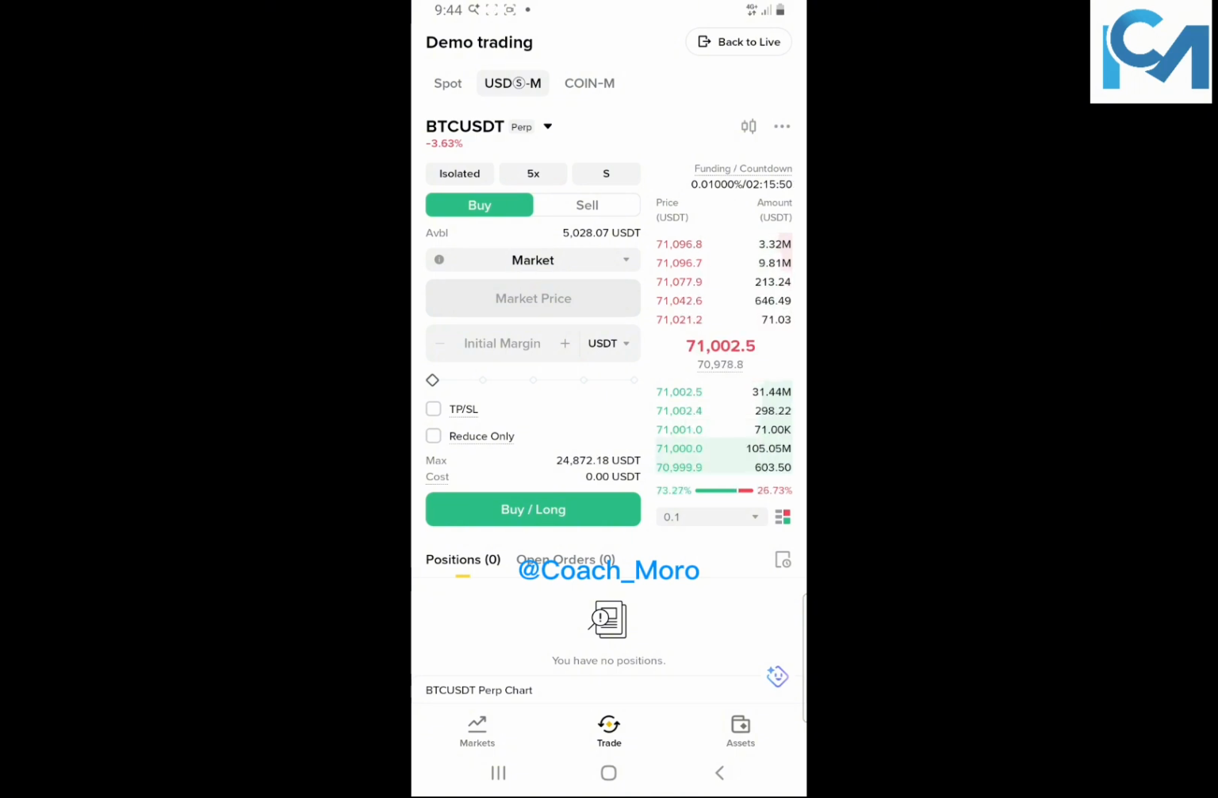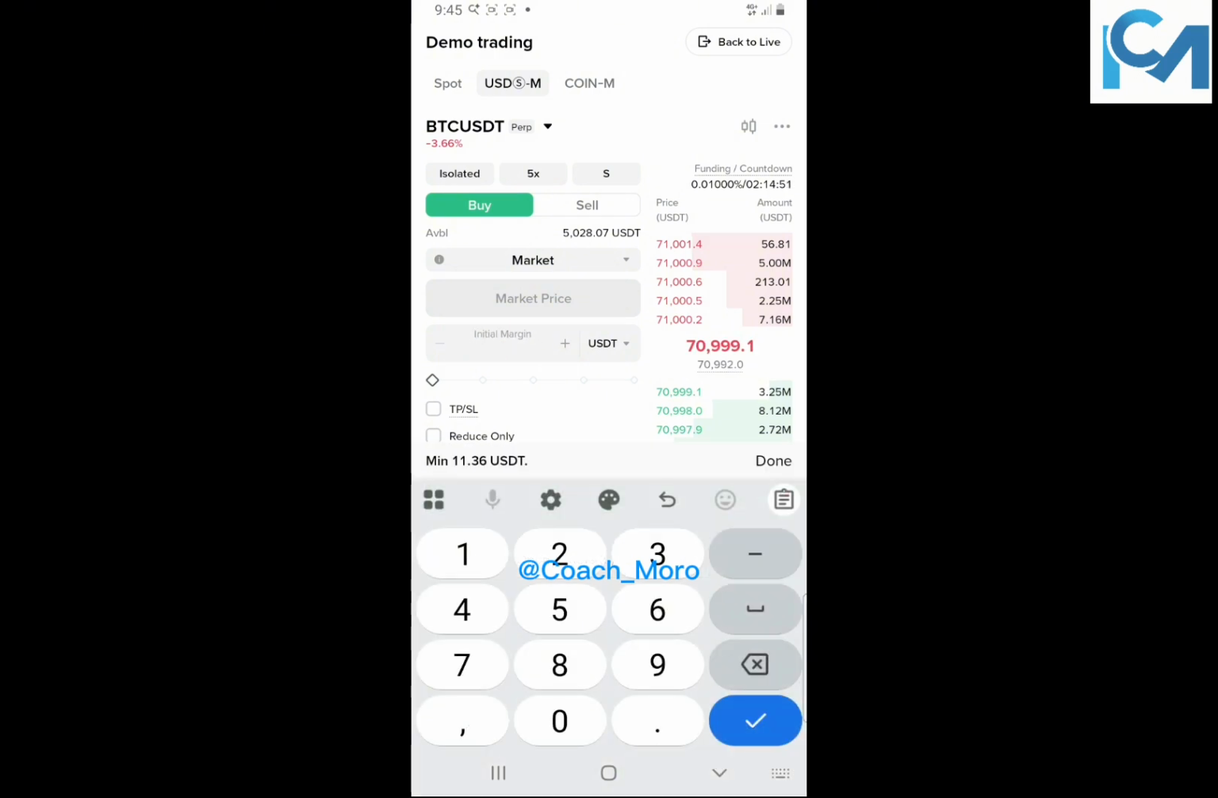Okay, so right now I want to initiate the trade or start a trade. So I'll be using an amount of 100 USDT.